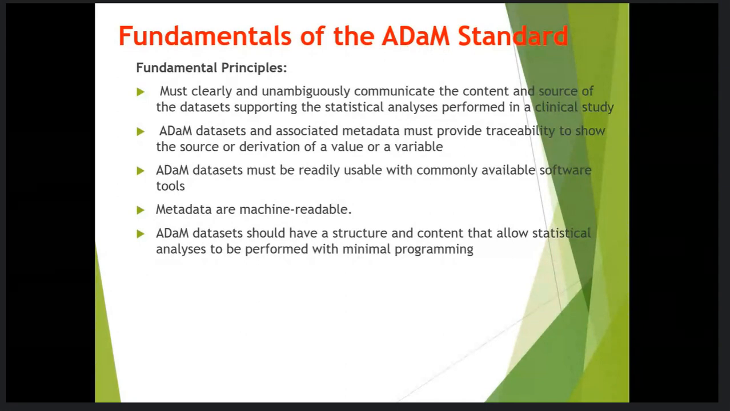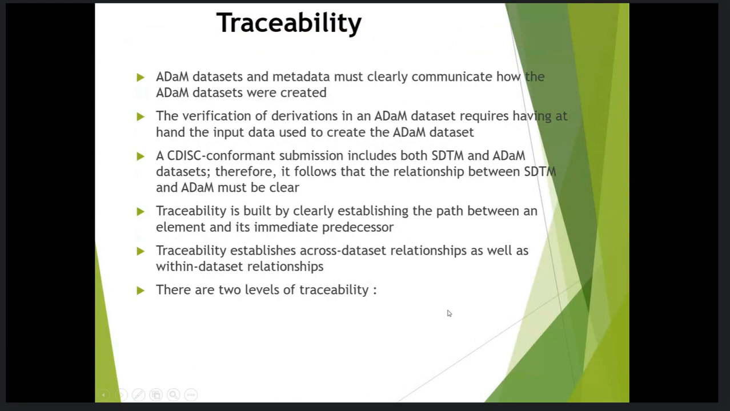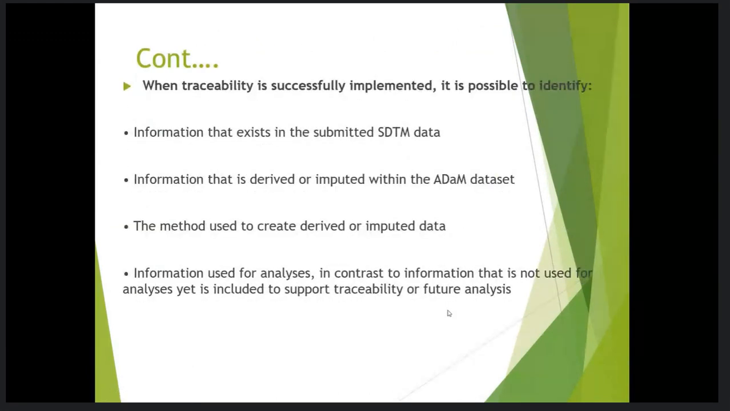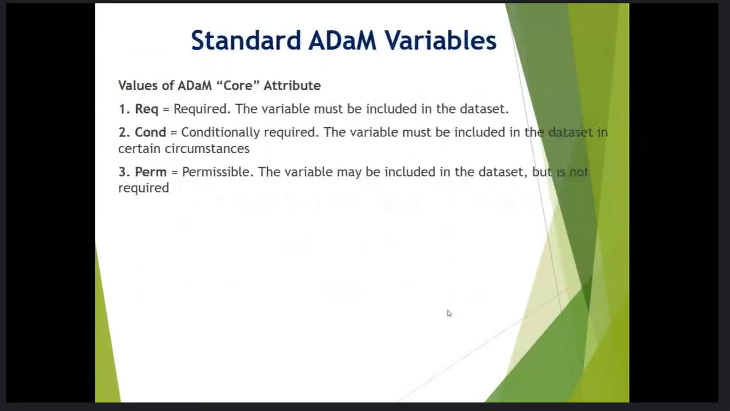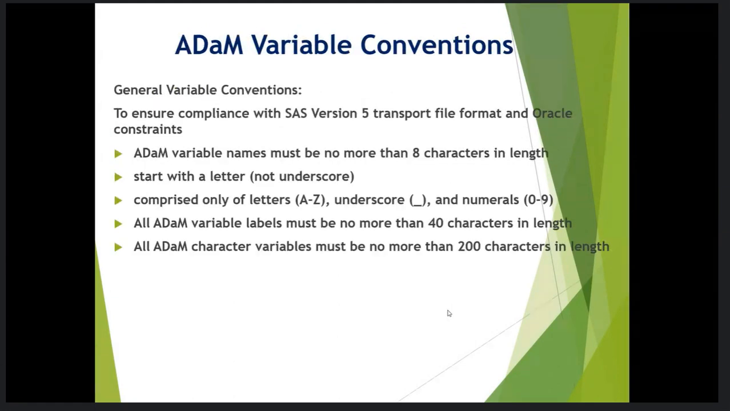And then we discussed the traceability. I told you in ADaM also variables are three types: required variable, conditional required variable, and permissible variables. And then we started discussing the ADaM variable conventions. I told you here also we should follow the SAS version 5 transport file format and Oracle constraints. And we have seen all those rules.